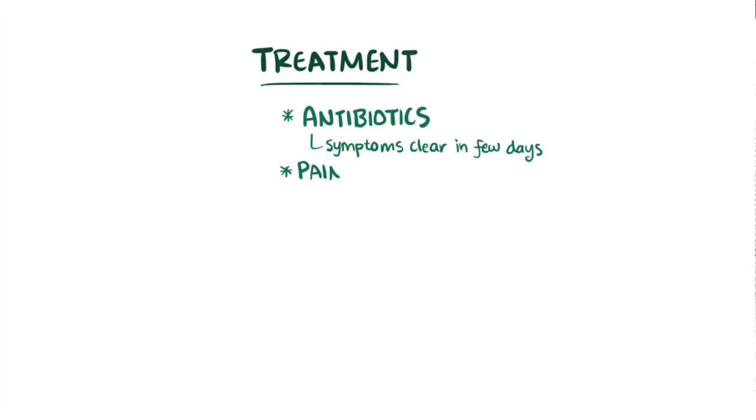Treatment for a lower UTI is usually antibiotics targeted to the bacterial cause, and then those symptoms usually clear up within a few days as the urine becomes sterile. At the same time, pain medication might also be given.